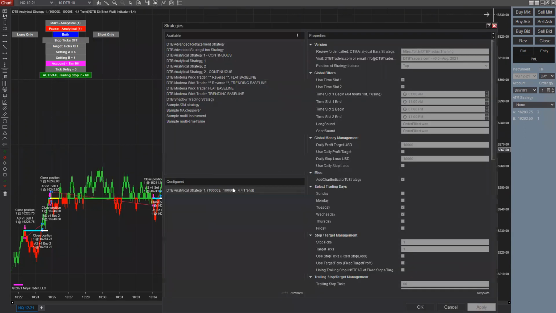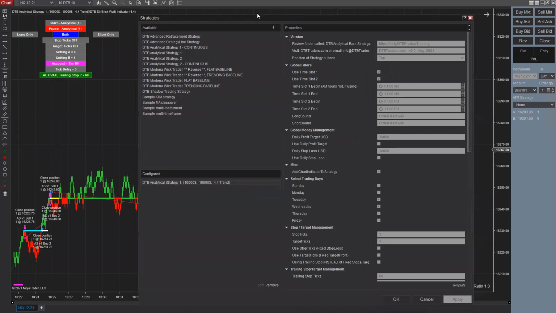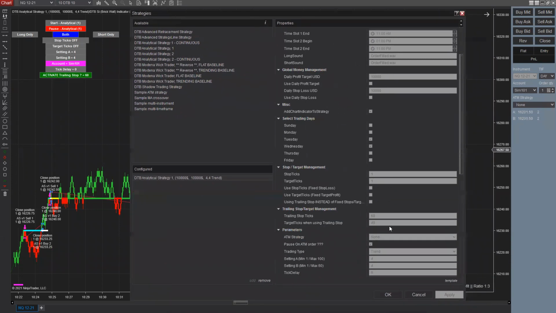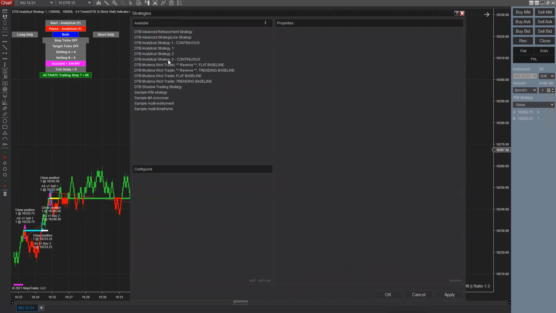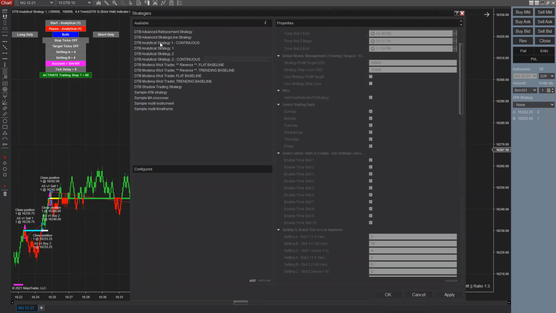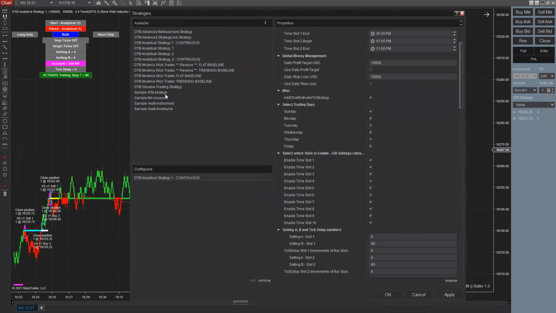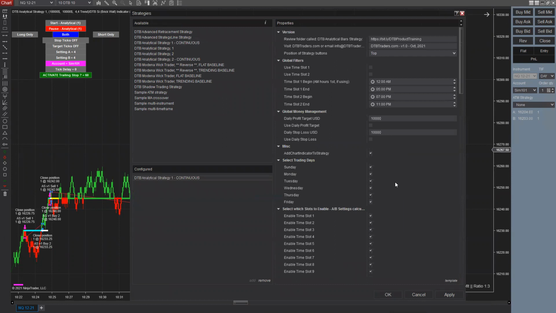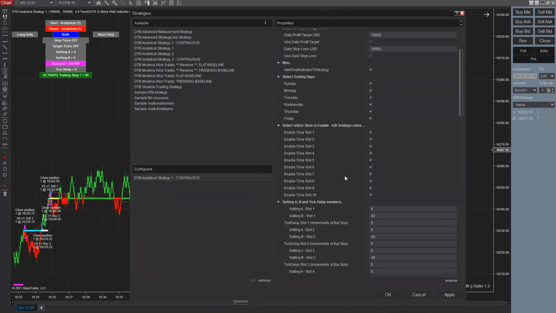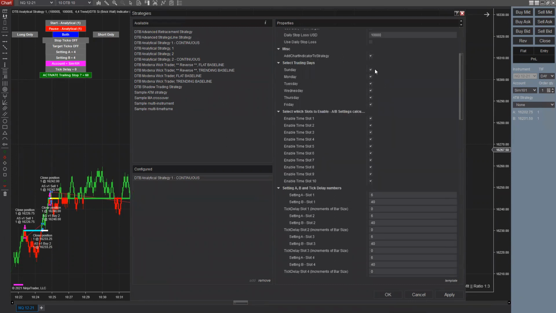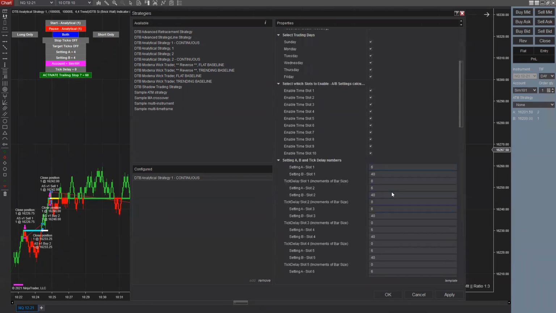So exactly what has happened to this strategy here, the analytical strategy 1 with the days of the week, the same thing has happened with the continuous one. So again, you guys who have been doing your optimizations, you can go and select your specific days of the week, put in your hours. So it's pretty much the same as what you've done before. It's just now you've got the extra little tick boxes to choose your specific days of the week.